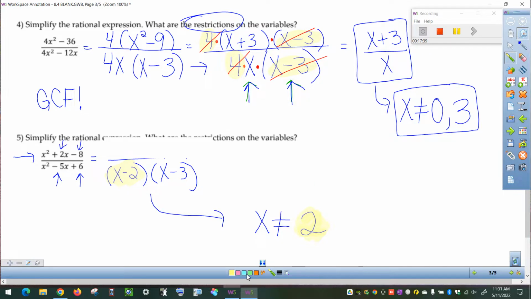Let's do the same thing over here on this one. So x minus 3. If we set that equal to 0 and solve for x, we're going to get positive 3. So that's going to be the other restriction. So you can actually get those restrictions as soon as you've done your factoring, only based on the denominator.